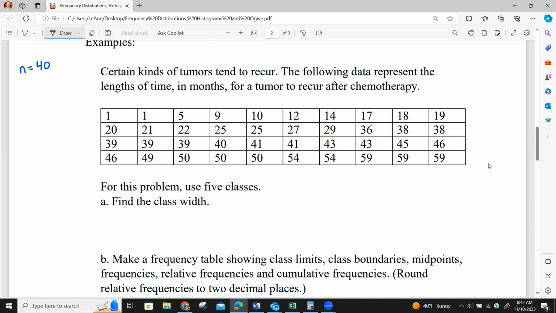So for this problem, we want to use 5 classes. That's going to be important to find our class width. For class width, we take the highest data value minus the lowest data value, which is 1, so 59 minus 1, and we divide that by the number of desired classes. So that's going to be 58 divided by 5.